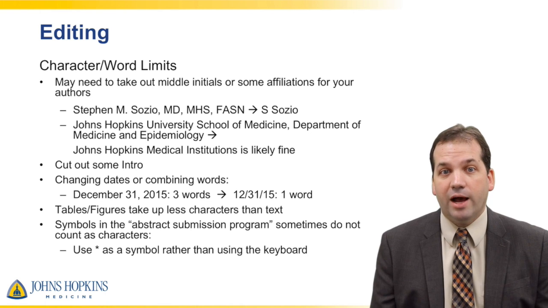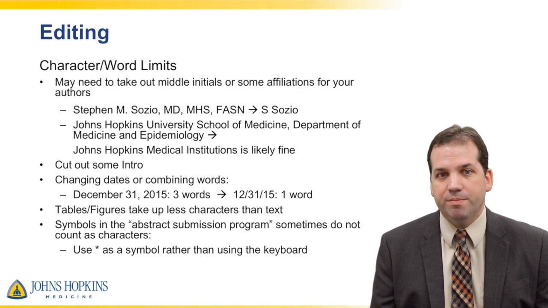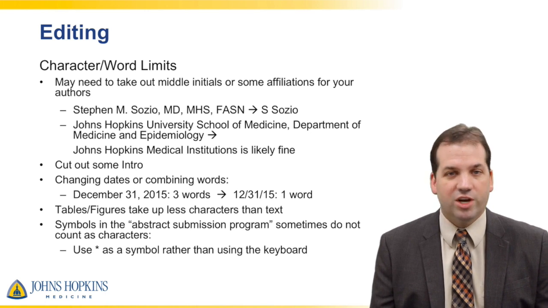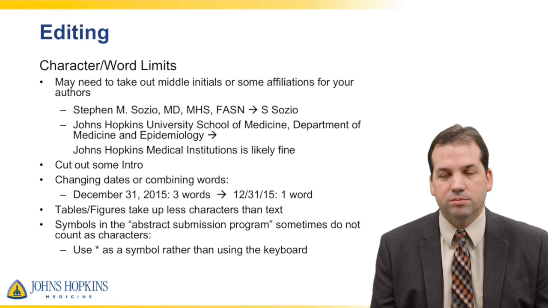Likewise, my entire affiliation is Johns Hopkins University School of Medicine, both Department of Medicine and Epidemiology. So that might be shortened to either Johns Hopkins Medical Institutions or Johns Hopkins University. That's likely fine. People can still see where I'm from, and those things actually can be included in the word count for the abstract.